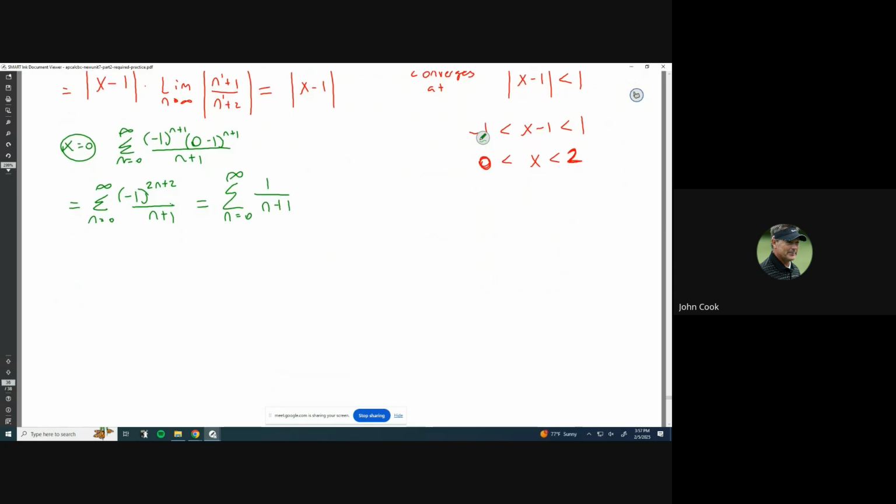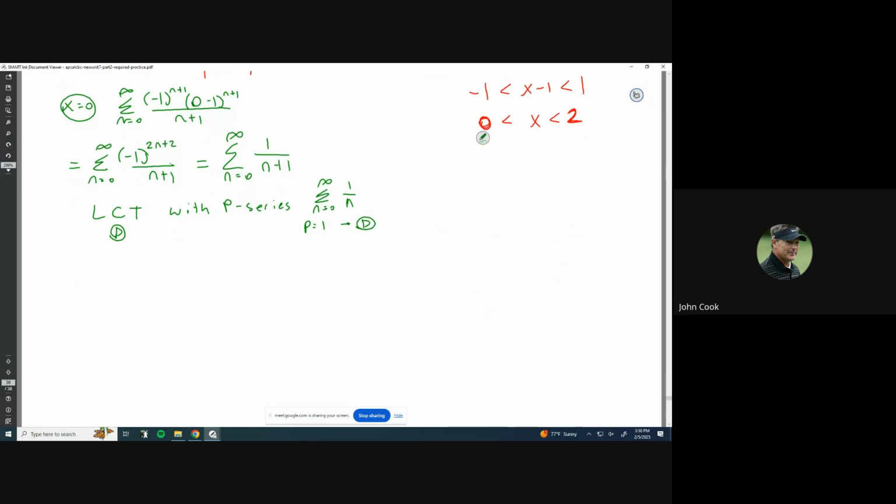It doesn't look like it, but this is a limit comparison test with a p-series. The p-series that I'm going to compare this with is the one that looks like this: the sum from n equals 0 to infinity of 1 over n. And I know what happens to that thing. Since p is equal to 1, this is going to diverge. So I'm pretty confident that the other one's going to diverge as well.